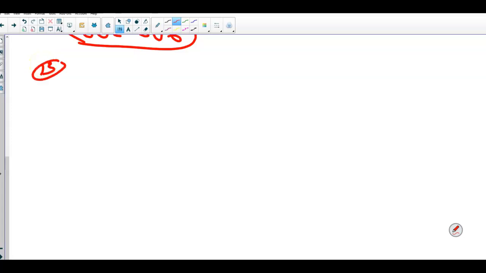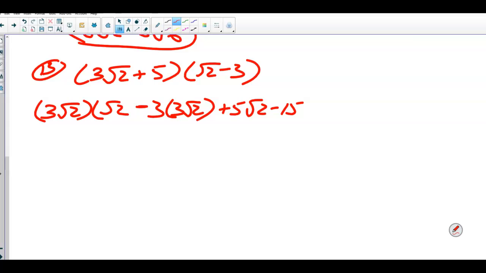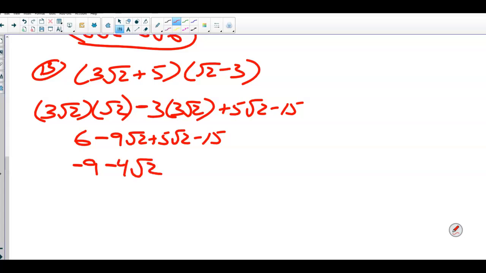Okay, so for number 13, we're going to simplify 3 root 2 plus 5, root 2 minus 3. We're simply foiling. 3 root 2 times root 2, minus 3 times 3 root 2, plus 5 root 2 minus 15. Root 2 times root 2 is 2. 2 times 3 is 6. Negative 3 times 3, negative 9 root 2 plus 5 root 2 minus 15. 6 minus 15 is negative 9. Negative 9 plus 5 is a negative 4. So the answer is negative 9 minus 4 root 2. We're simply foiling there.